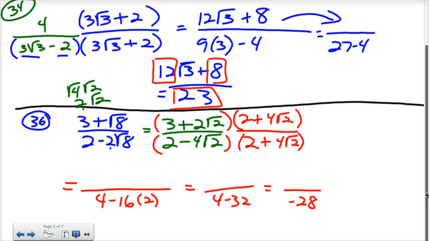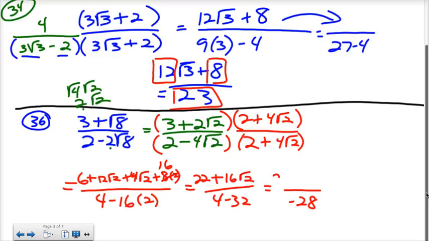Then the next thing we do is we go see what do we have in that numerator, what's going on there. So first times first, 3 times 2 is 6. Outside times outside, plus 12 square roots of 2. Inside times inside, plus 4 square roots of 2. And then last times last, well, the 2 times the 4 is 8. But the square root of 2 times the square root of 2 is going to give me 2. So this is really, I'm going to go ahead and skip a step here, 16. So on the top, I have 6 plus 16, which is 22. And then I have 12 square roots of 2 plus 4 square roots of 2, which is 16 square roots of 2.